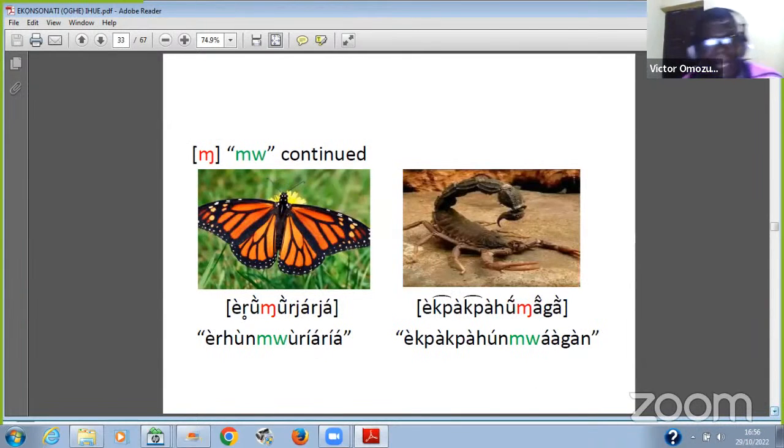Then the V, you have it there, Erumudiaria. You have it there, Ekpapahumagan. But you see, in rapid speech, many people will simply say Ekpapahuagan, because of the phonetic process of elision in the language. Because in that position, the V is not going to be phonetically realized in rapid speech. So you simply say Ekpapahuagan.